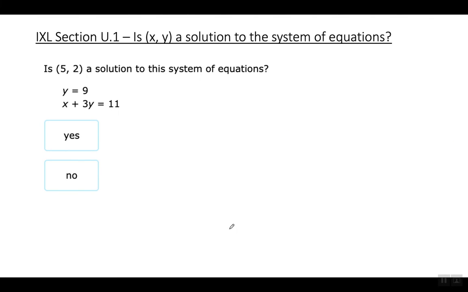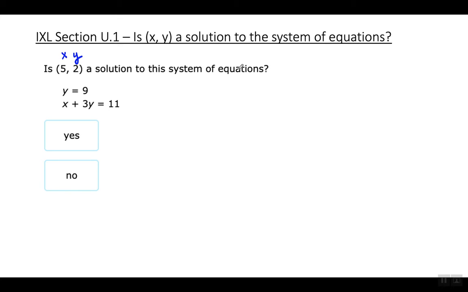All right, this is one that, if you're not paying attention because you're doing the IXL, I recommend that you stop for a second and pay attention to this one. I'm going to substitute these coordinates for x and y, but look at the top equation. The top equation does not have x in it. It just has the letter y. So in that situation, you're only going to substitute the value of y.